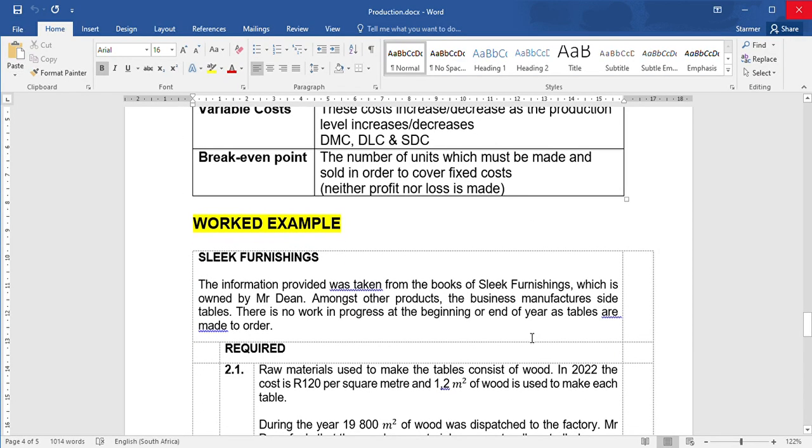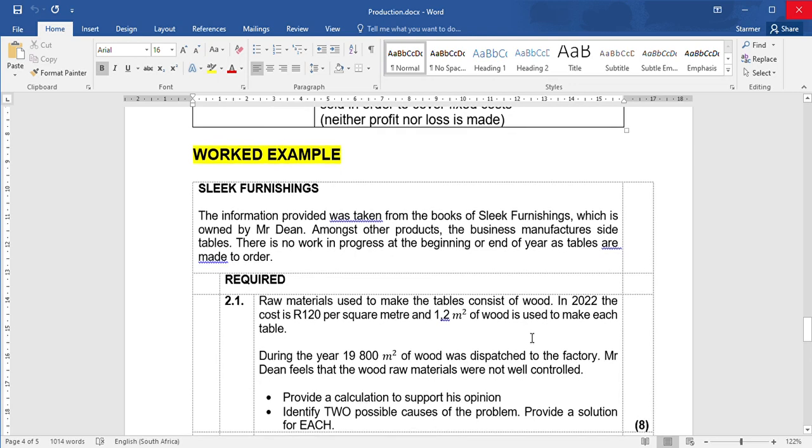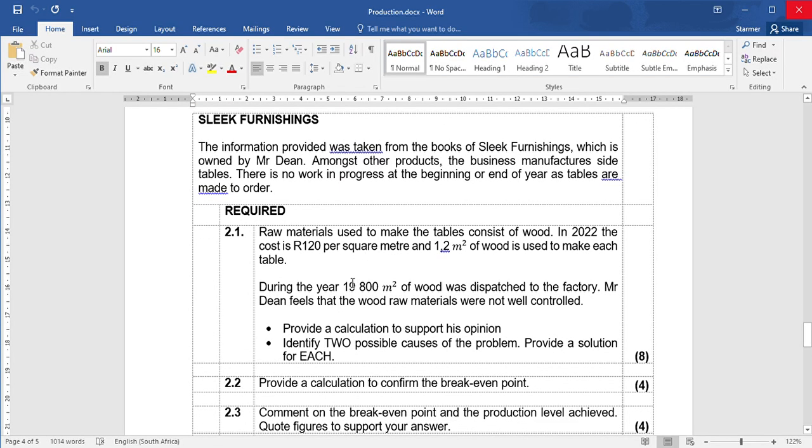Right, let's look at the worked example. They give you some information here, and they tell you that the business manufactures side tables. They tell you there's no work in progress at the beginning or end of the year because tables are made to order. Remember, work in progress is stuff that you haven't finished making yet. So it's your semi-manufactured or incomplete products. Right, then they give you some info here. Raw materials used to make the tables consist of wood. And then they tell you that the cost is 120 Rand per square meter, and 1.2 square meters of wood is used to make each table.